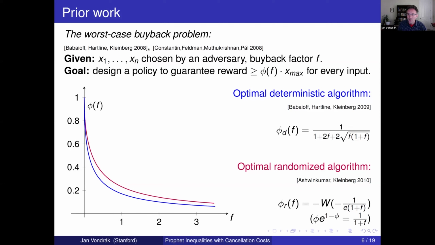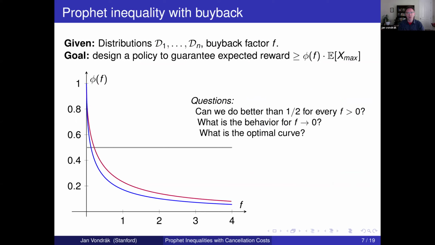Now, in those papers, they also mentioned the Bayesian setting, where you have some prior information about the distributions that these values are coming from, but they didn't really explore that direction. So that's actually the setting that we explore in this paper. It's a very natural problem, which combines features of the prophet inequality and the buyback setting.